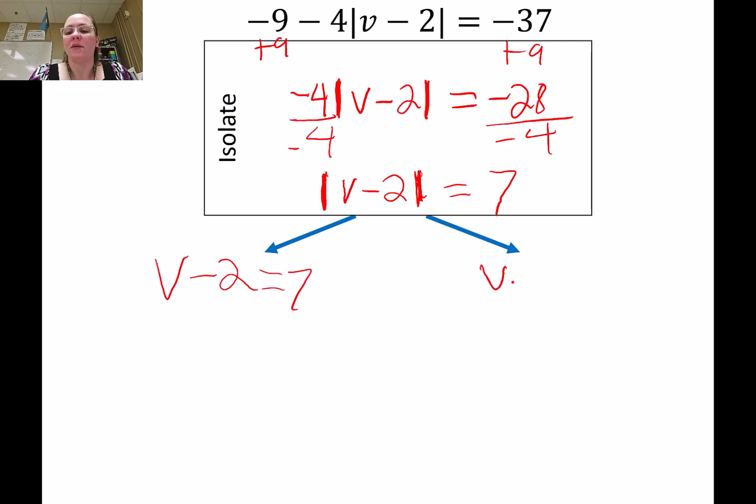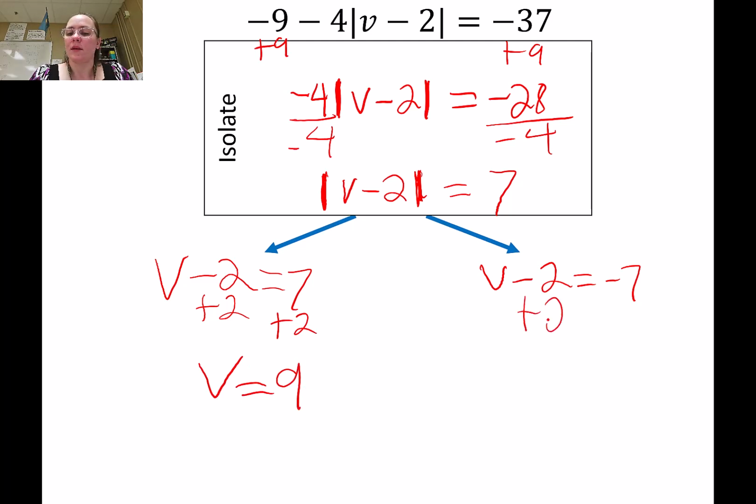So now that I have the absolute value by itself, I get v minus 2 equals 7, and v minus 2 equals a negative 7. Solving that, add 2 to both sides. v is equal to 9. Add 2 to both sides here, and v is equal to negative 5. So my solution set is negative 5 and 9.